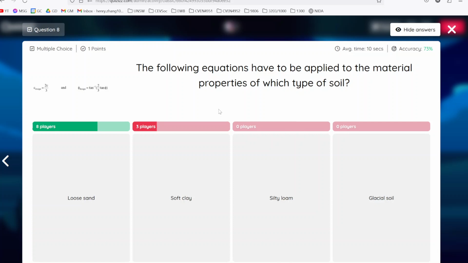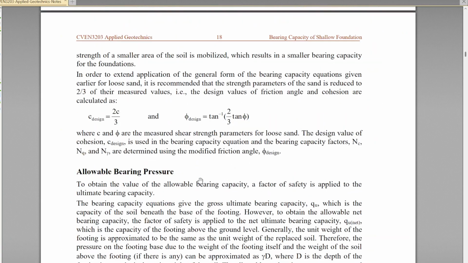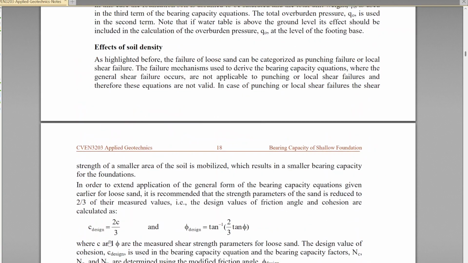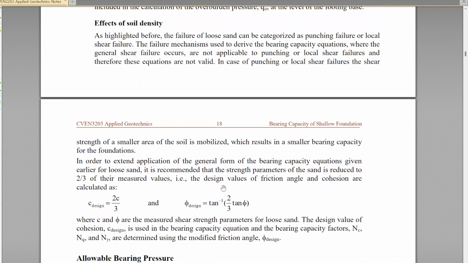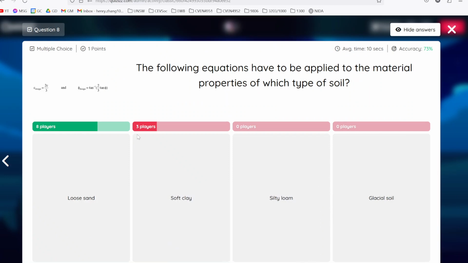Lastly, it's this here, right? This is an additional step you have to do when you're dealing specifically with loose sand. So if the question is loose sand, you have to modify your material properties, your cohesion and your friction angle. Okay. So that's purely a special case for loose sand. Does anyone have any questions about that?